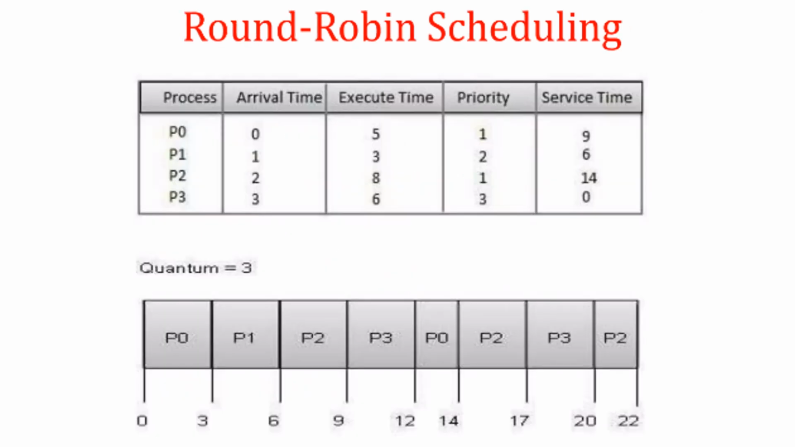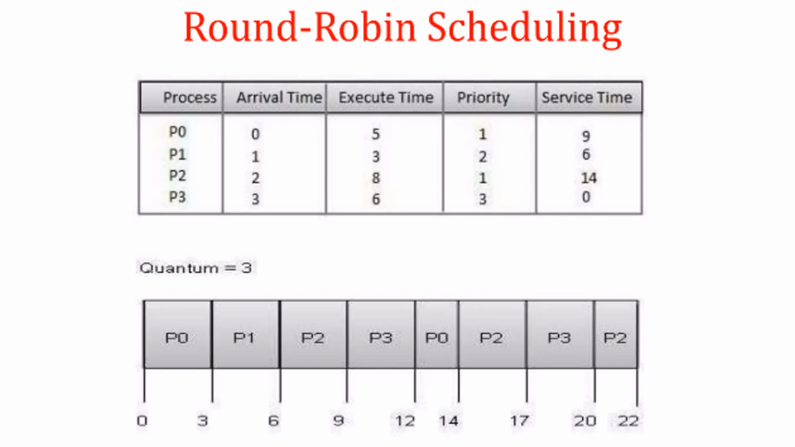We will see an example. Here the processes are P0, P1, P2 and P3, and the arrival times of the processes are 0, 1, 2, and 3. The execution time or burst time is 5, 3, 8, 6. The priorities given are 1, 9, 1, 3. Now here the quantum is given. The fixed time for the process is 3. That is called the quantum.